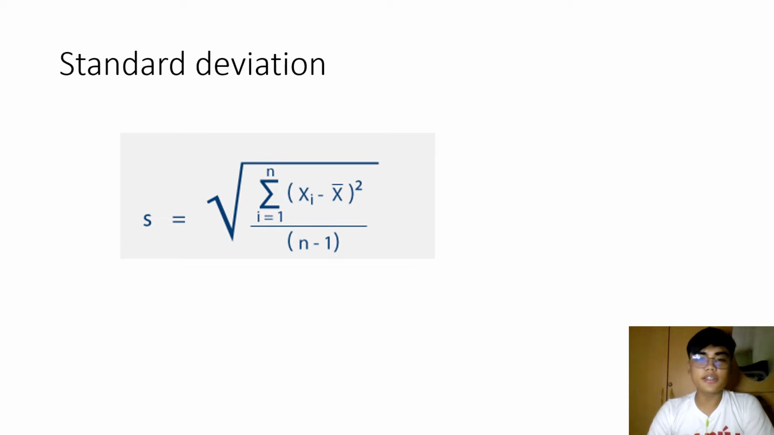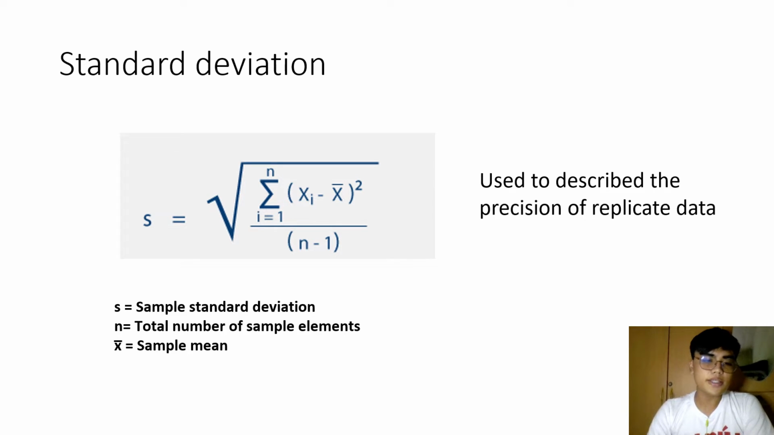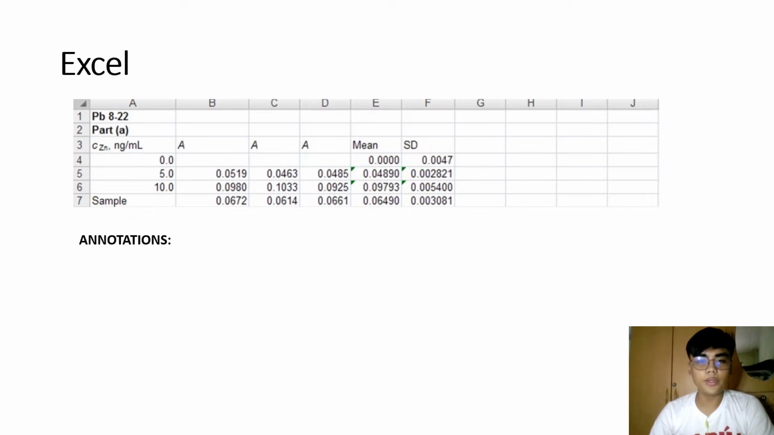Another formula is the standard deviation, which is used to describe the precision of replicate data, where s is equal to the sample standard deviation, N is equal to the total number of sample elements, and x̄ is equal to the sample mean. We are going to use Excel. First, we need to plot the data for the concentration.